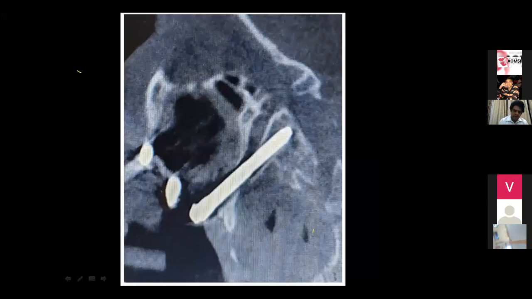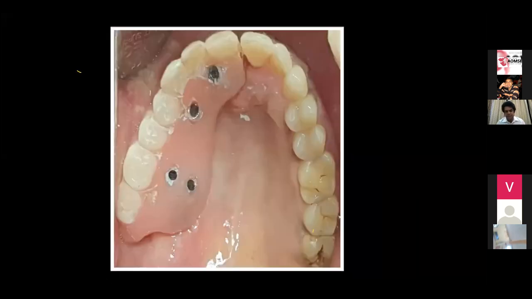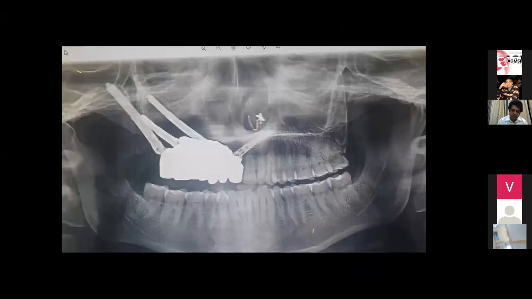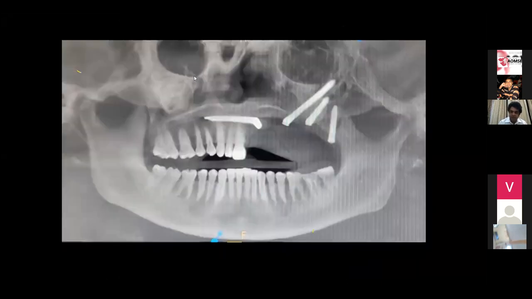You can see this is the zygomatic implant in the pterygoid region, which was guided. And a temporary prosthesis was given immediately. Now we are just at the trial stage of our final prosthesis. This is our metal trial. And soon we'll be giving her a permanent prosthesis also. So this is another case we have done recently.